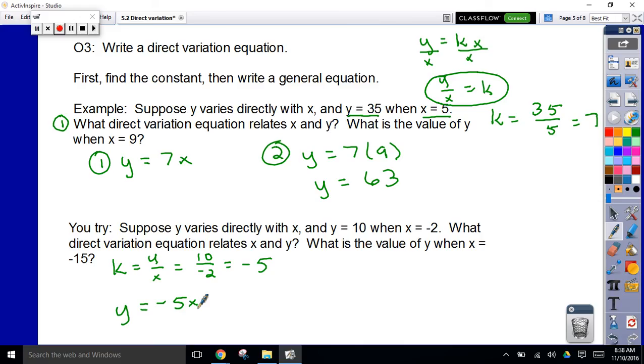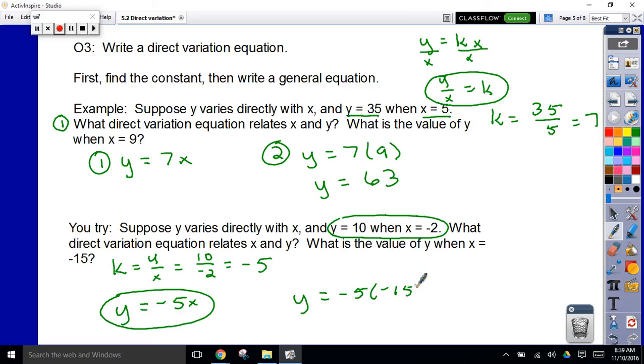Now it asks us, what is the value of y when x equals -15? Some of you were trying to take this -15 and divide by the -2, or you were trying to do 10 divided by -15. But these two go together. So on our graph, when x is -2, y is 10. But y is not 10 when x is -15. That's what we're trying to find out. So we're using the equation that we just wrote, and we're substituting the -15 in. So we have y equals -5 times -15, which is positive 75.